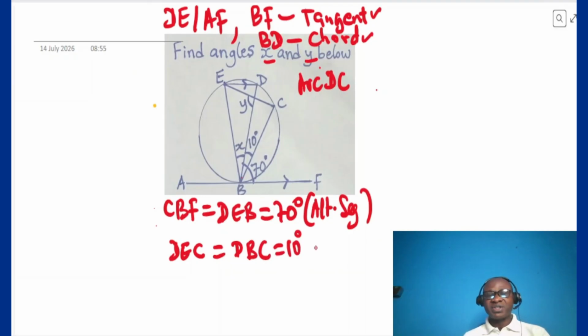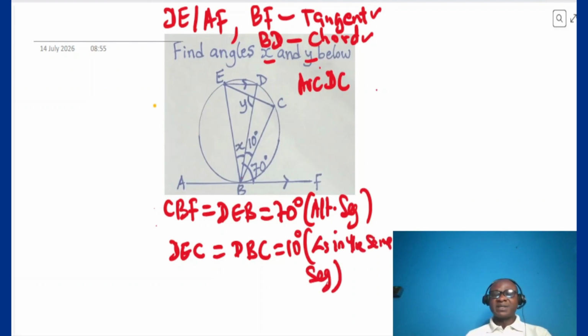What will be our reason? Angles in the same segment are equal. Look at the arc I'm referring to, arc DC. That arc was used to create the angle at B and was also used to create the angle at E.